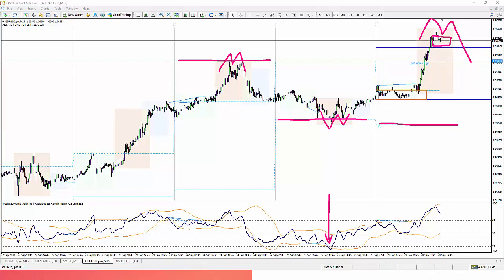Let me just rub that out. That's rubbish. Let's quickly draw this one in. So that's the candle there. So that's our order block on the M15.